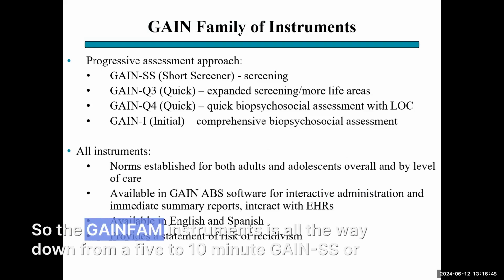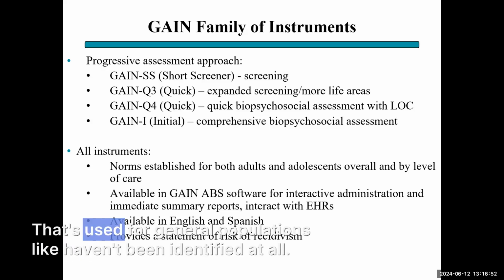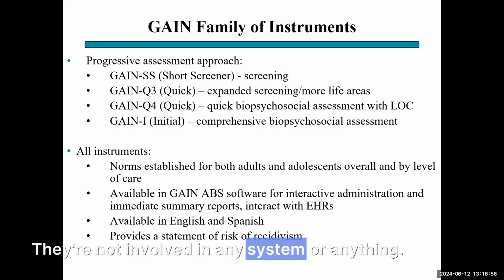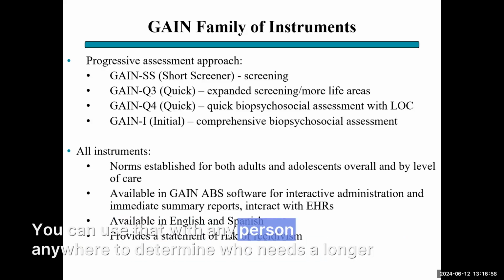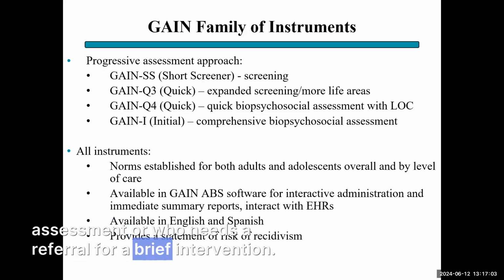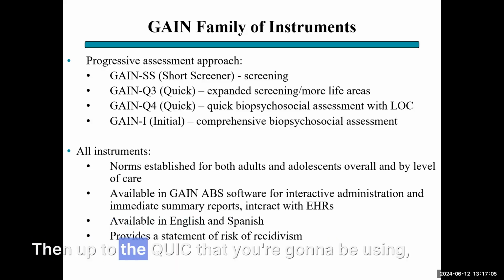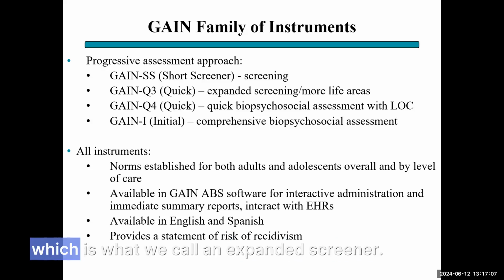So the GAIN family of instruments is all the way down from a 5 to 10 minute GAIN SS or short screener. That's used for general populations that haven't been identified at all. They're not involved in any system or anything. You can use that with any person anywhere to determine who needs a longer assessment or who needs a referral for a brief intervention.